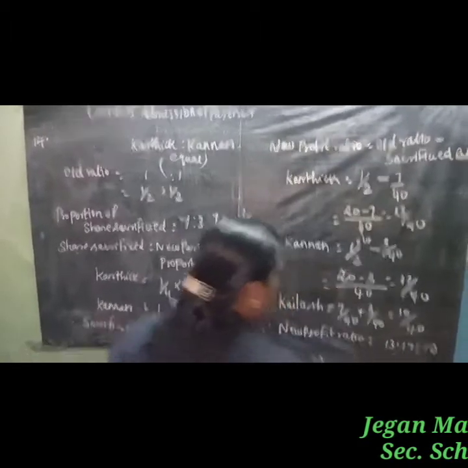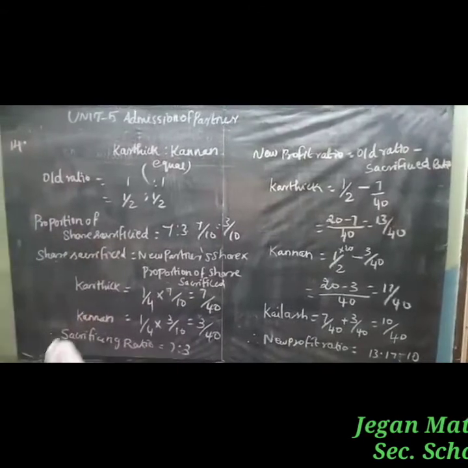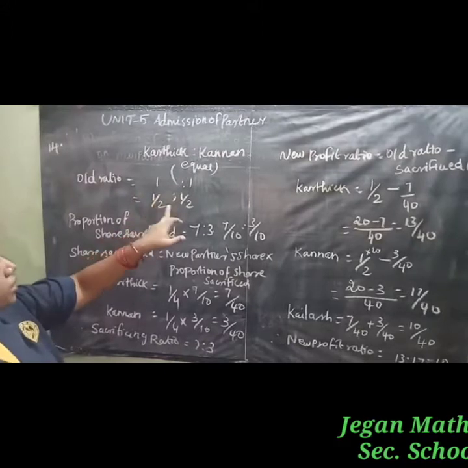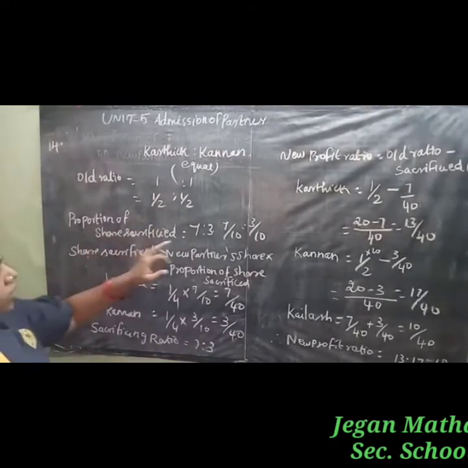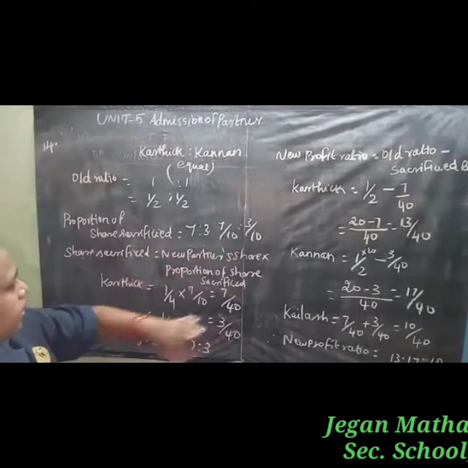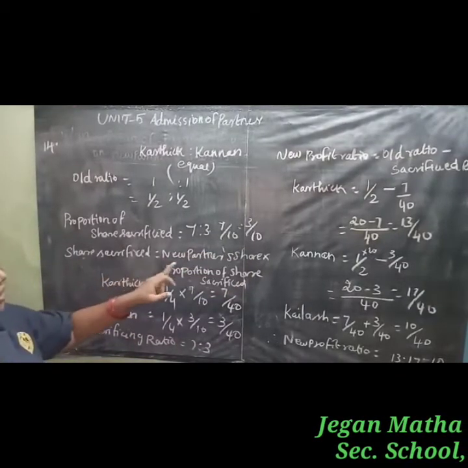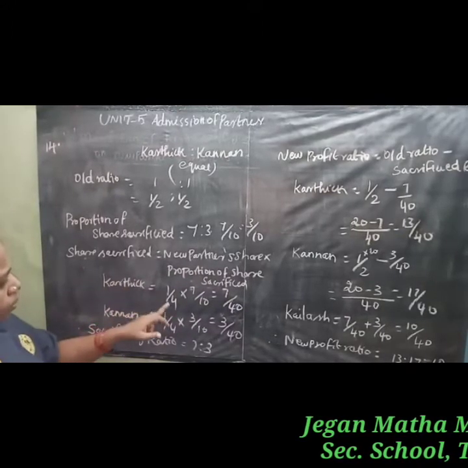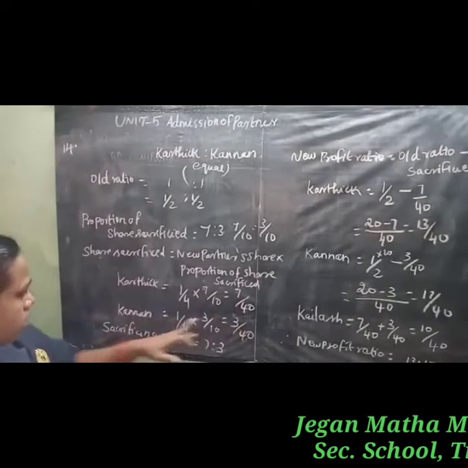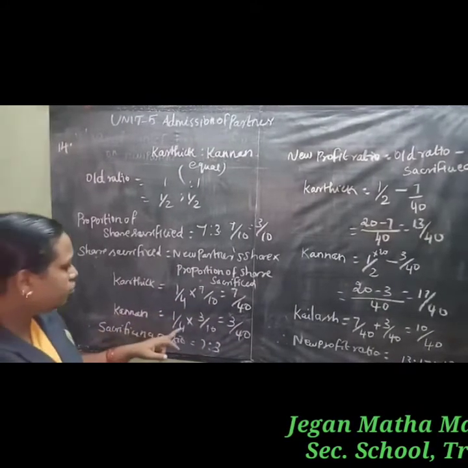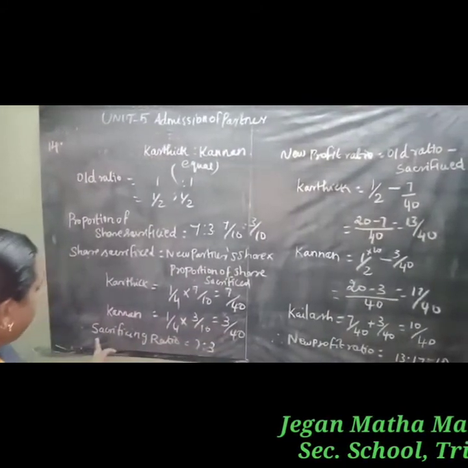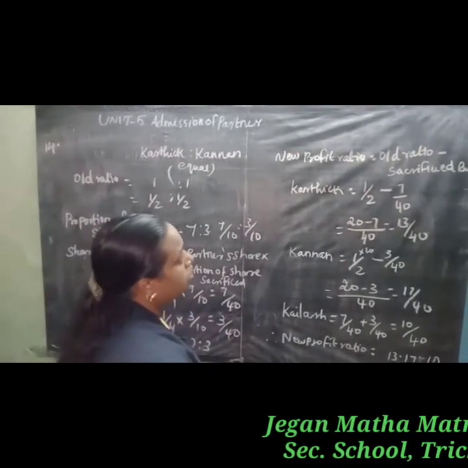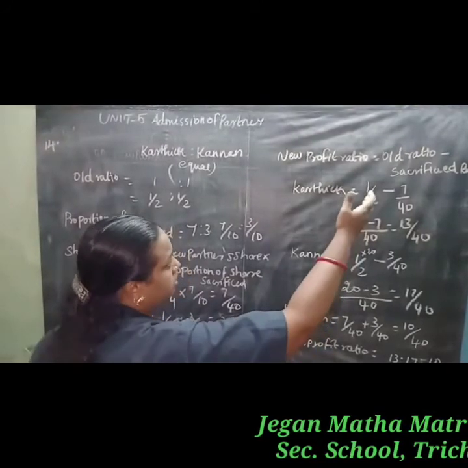Therefore new profit ratio equals 13:17:10. Understand, once again: the old partners are equal partners, so old ratio 1:1, 1/2, 1/2. Proportion of share sacrifice 7:3, so 7/10, 3/10. Share sacrifice formula: new partner share into proportion of share sacrifice. Share sacrifice for Karthik, 1/4 into 7/10, 7/40. Then Kannan, 1/4 into 3/10, 3/40. Therefore sacrificing ratio equals 7:3. Next, new profit ratio: old ratio minus sacrifice ratio.